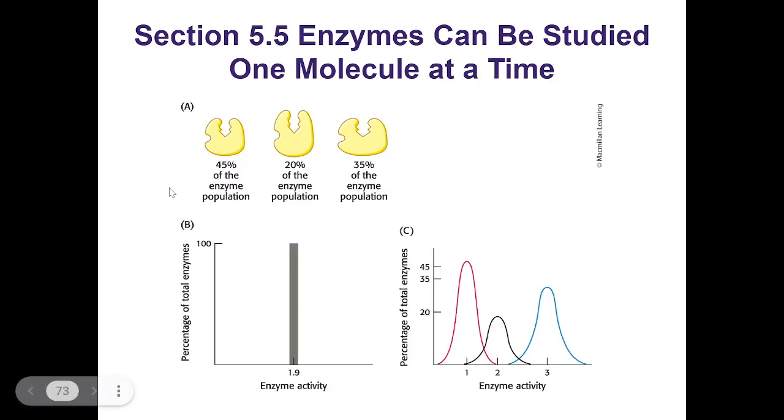And so if we look at these enzyme activities, what we can see here is 45% of the enzyme population is like this, 20% of the enzyme population looks something like that, and 35% of the enzyme population looks something like this. So this is the total percentage of the total enzymes, and this would be your enzyme activity for these right here. We see that they have different enzyme activities for these different colorings.